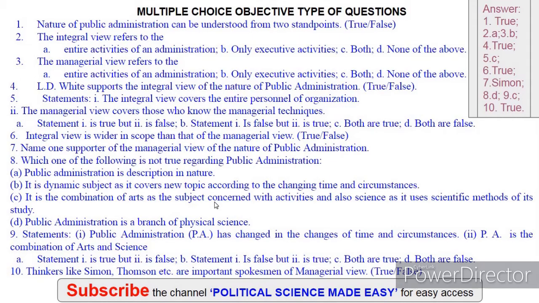Now the next, very important thing is what type of questions may be asked in the examinations.